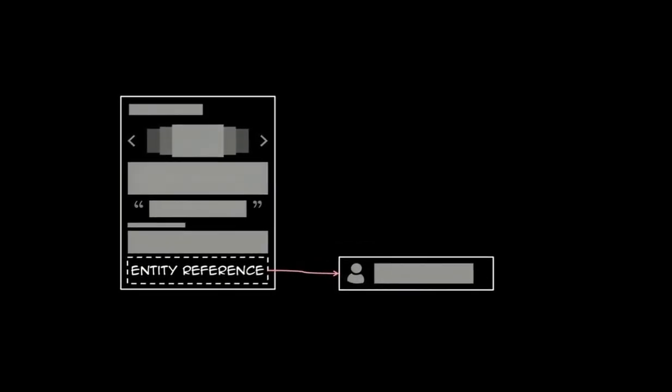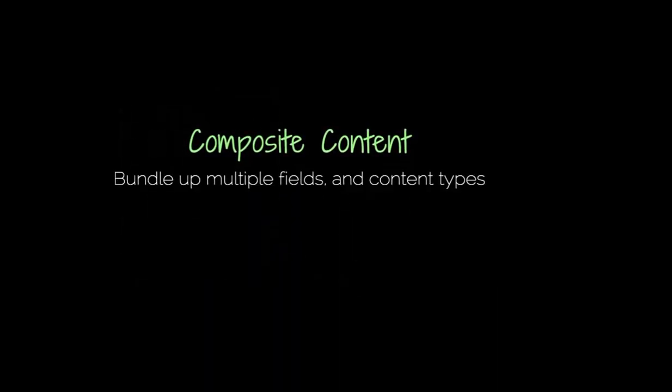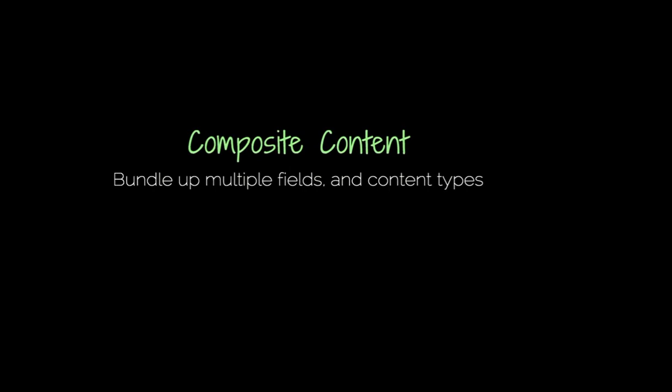So what if the solution is, in addition to breaking up our body field into separate fields, we break up some of these often duplicated fields into another piece of content that we refer back to in the content that we're serving our end user? This is what we call composite content. It bundles up multiple fields and multiple content types so that we can create a whole new thing.